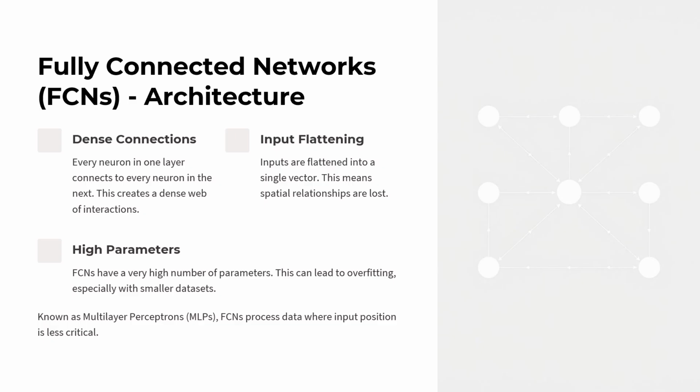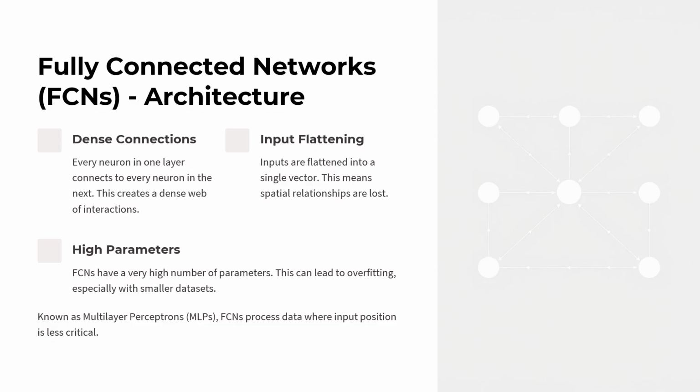Third one is high parameters. Since every neuron is connected to every other neuron in the next layer, FCNs have a very high number of parameters. This can lead to overfitting, especially when we have a small data set. The model memorizes rather than learns.